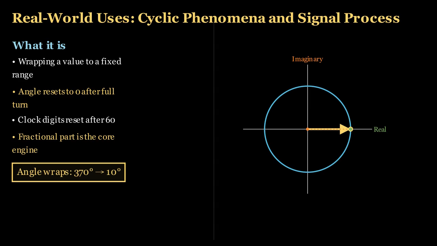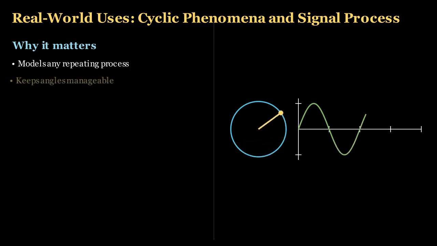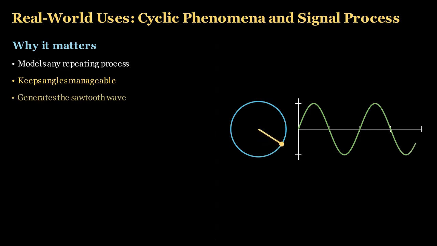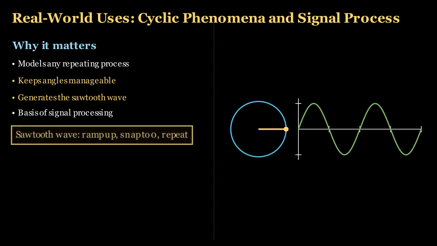Why do we care about wrapping? Because the world is full of cycles. A Ferris wheel seat goes up and down and comes back to the start. Sound waves vibrate back and forth. Even the time on your phone repeats every 12 or 24 hours. Without wrapping, an angle like 720 degrees would mean nothing visually, it is just 2 full circles. Wrapping it to 0 degrees tells us exactly where the wheel actually points. In electronics, this wrapping creates a sawtooth wave, a signal that ramps up linearly, then snaps back to 0 and ramps again.